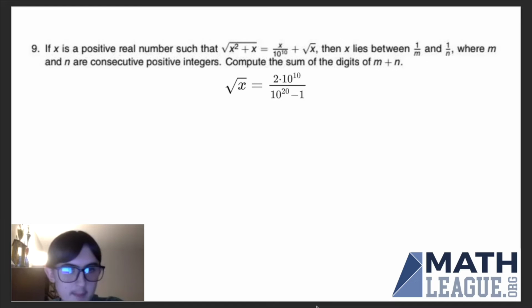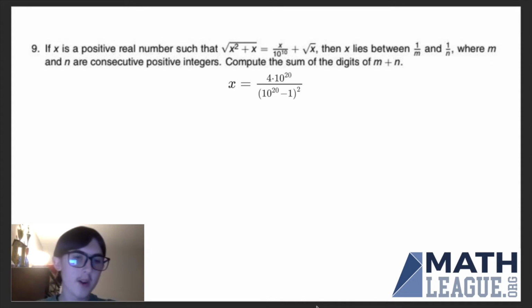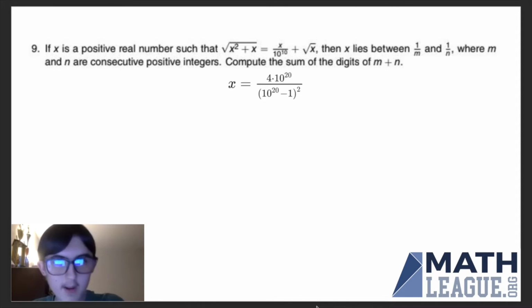So we get that the square root of x times 10 to the 20th minus 1 is the same thing as 2 times 10 to the 10th. So we can divide by 10 to the 20th minus 1 to get an expression for the square root of x, or for x. So x is 4 times 10 to the 20th over the square of 10 to the 20th minus 1.